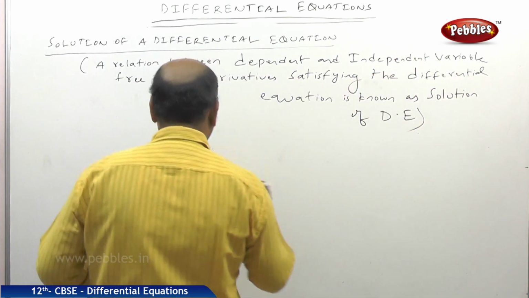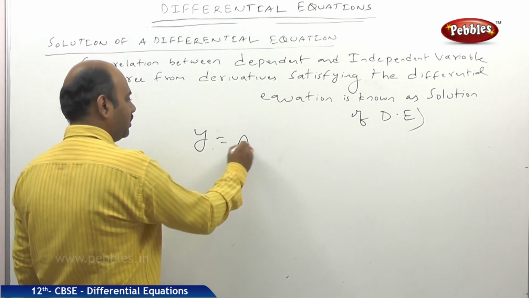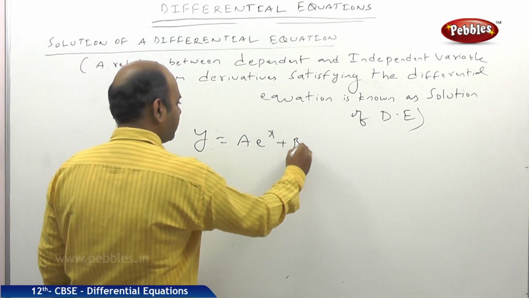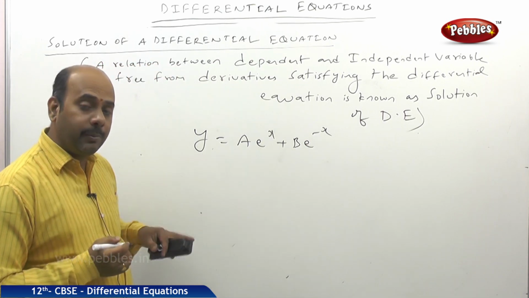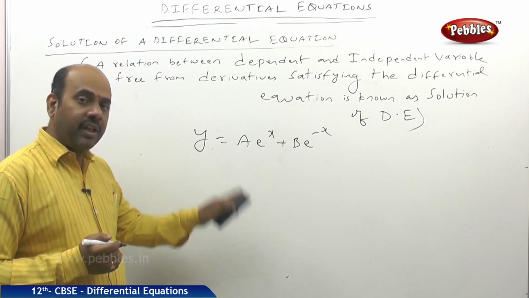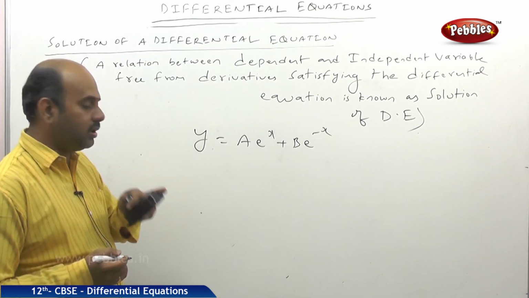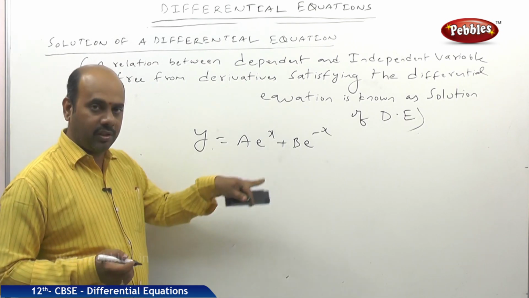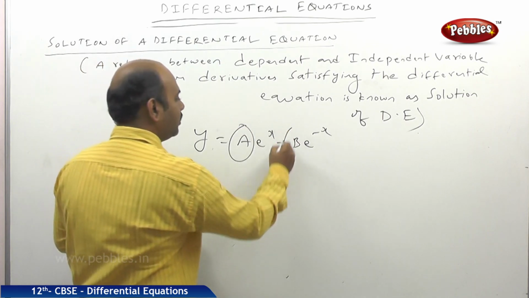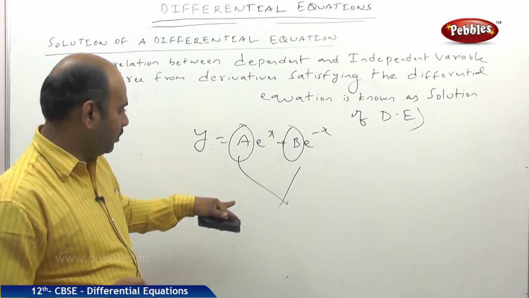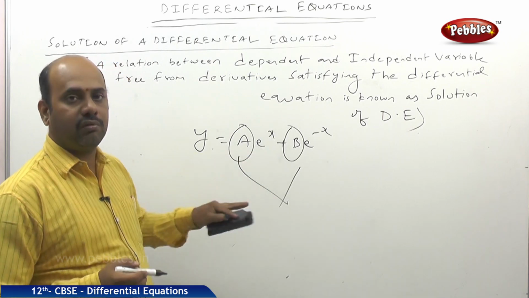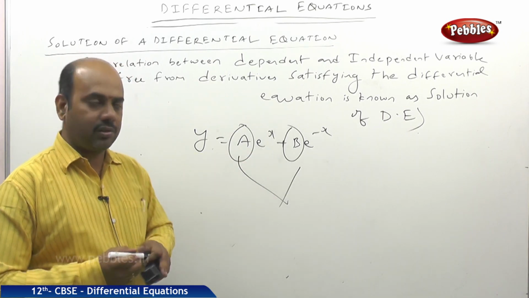For example, what they will be asking is: y equals a e power x plus b e power minus x. Some relation will be given to us. They will be asking us to frame the differential equation, or form the differential equation, using this relation by eliminating these two things. Here a and b are arbitrary constants. We need to eliminate these two and frame a differential equation.